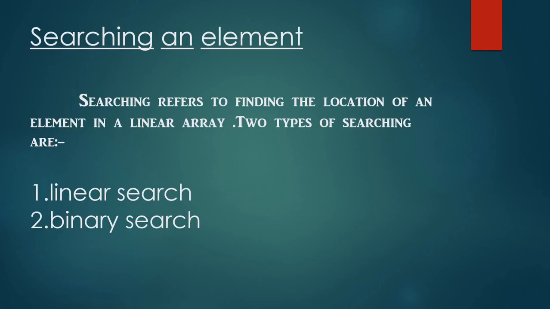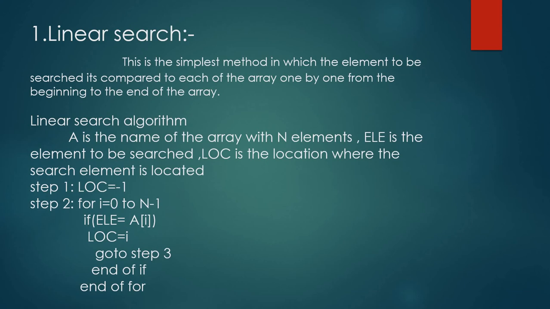Next, searching an element. Searching refers to finding the location of an element in a linear array. There are two types of searching: linear search and binary search.